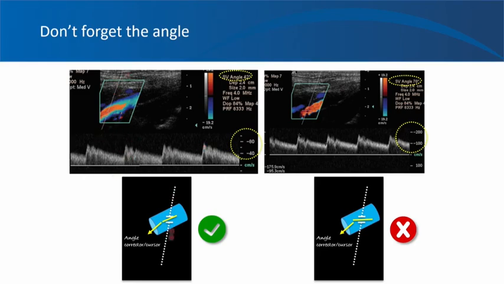So you have this Doppler line, you have this Doppler gate, and the angle correction cursor should be parallel to the vessel wall. In this image, it's not clearly visible. That's why I put this illustration here. So the angle cursor is parallel to the vessel wall, and the represented SV angle is less than 60 degrees. So this is a good thing. And in this example here, the same vessel is examined now at an angle of 70 degrees. So here see the angle, it says 70 degrees.